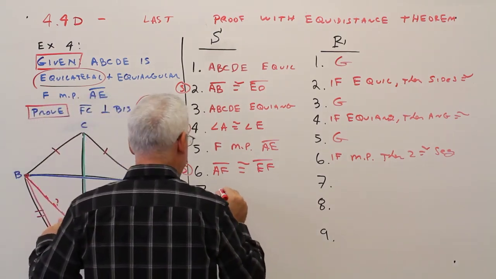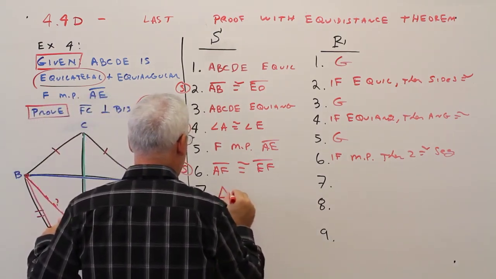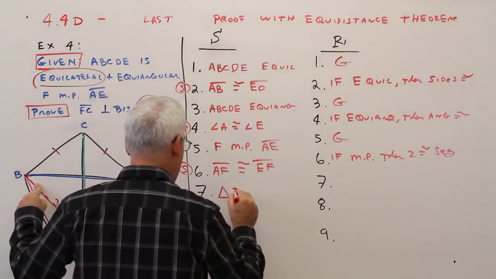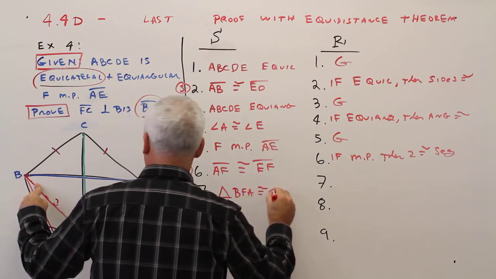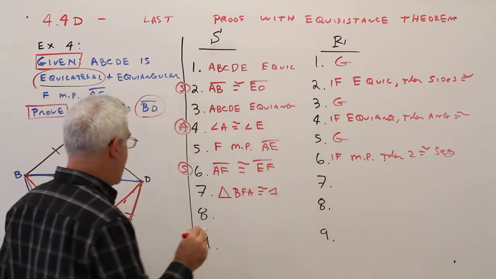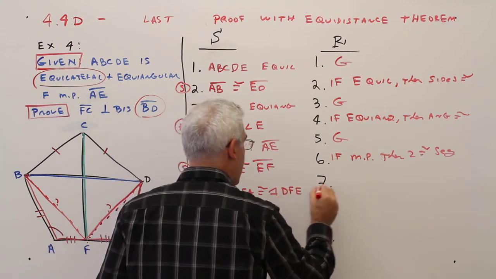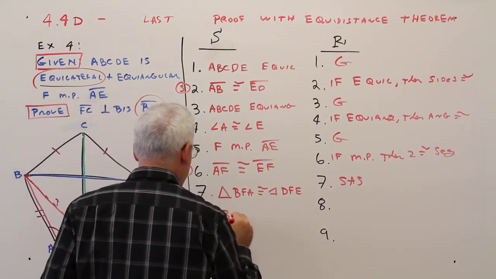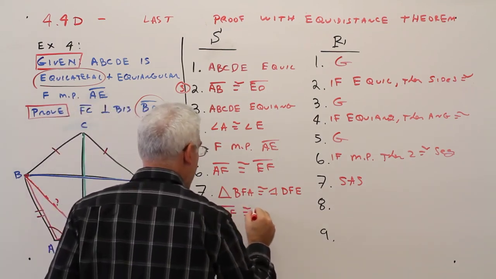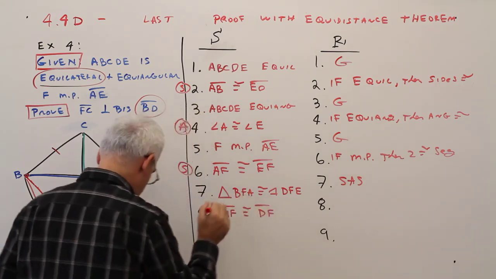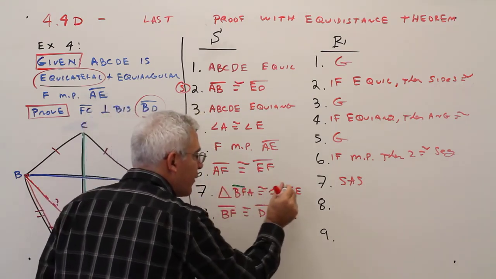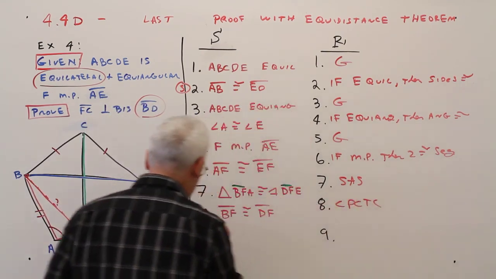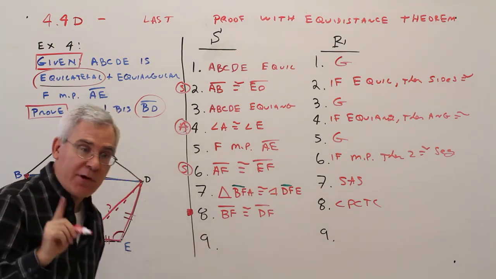So now I could say, well, I gotta get the triangles first. Triangle BFA is congruent to triangle DFE by SAS. Then I can do CPCTC. BF is congruent to DF. Again, first two letters to first two letters, I like that. By CPCTC. I'm going to take credit for an equidistant point.